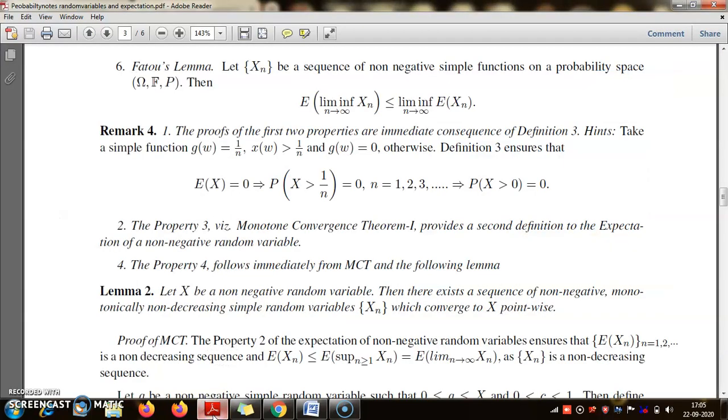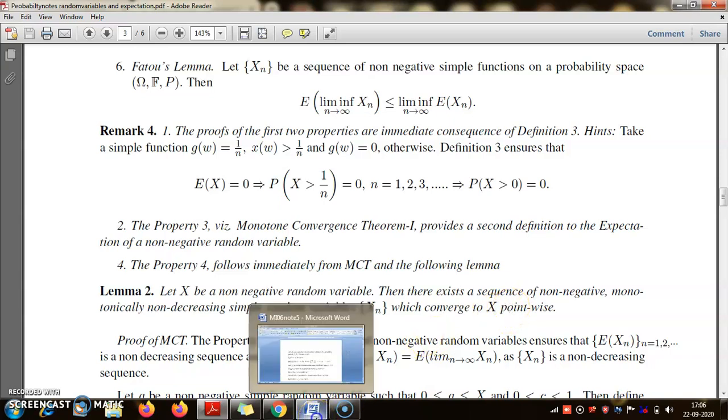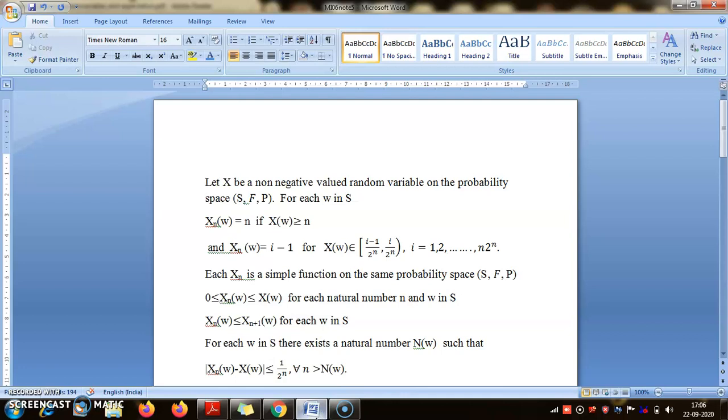Hello friends, today we will discuss a very important lemma in the theory of expectations, that is Lemma 2, which says that if I have a non-negative random variable X, then there exists a sequence, I can construct a sequence of non-negative valued, monotonically non-decreasing simple random variables which converge to X pointwise, and we'll see what role it plays. So here is the proof.